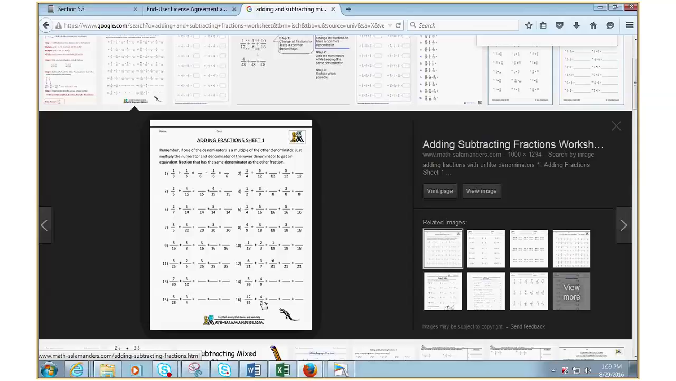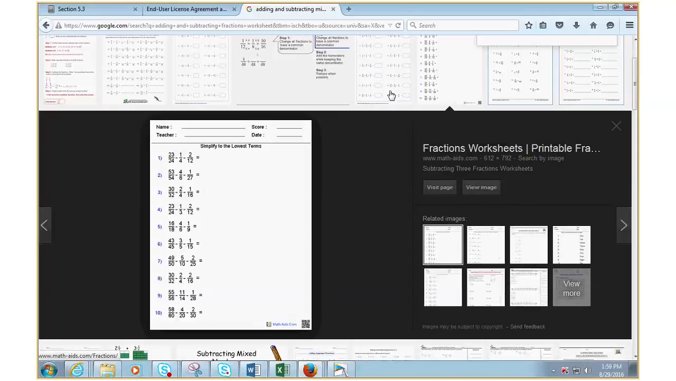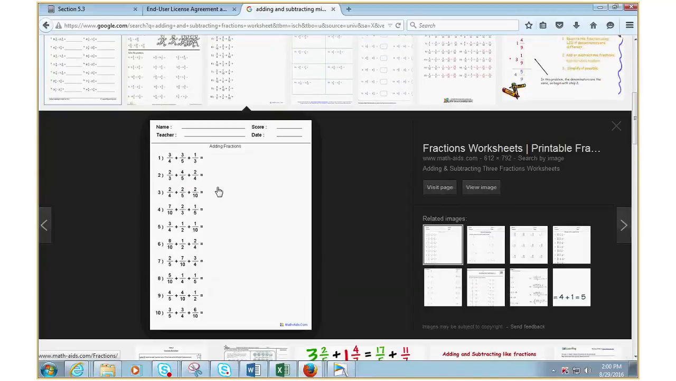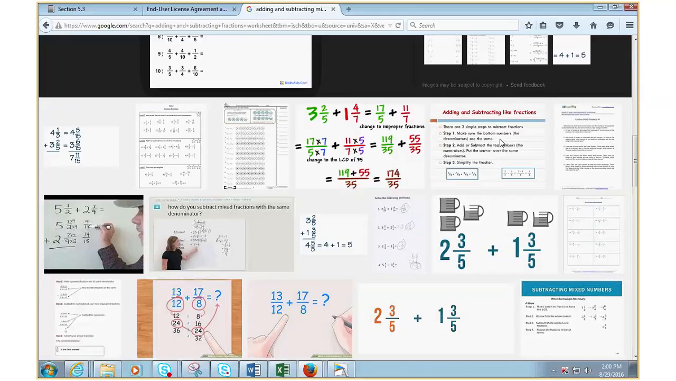Those are real simple. There's one right there you can do. Common denominator is 50 right there. Common denominator is 54, 56. Common denominator is 60. Those are pretty simple.